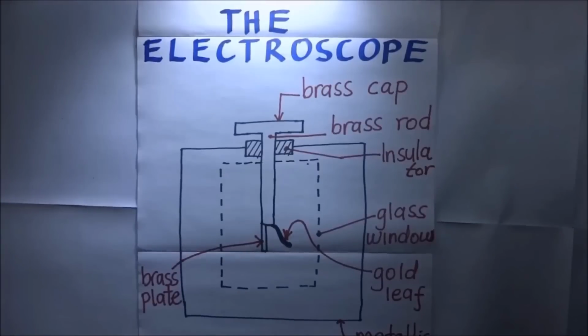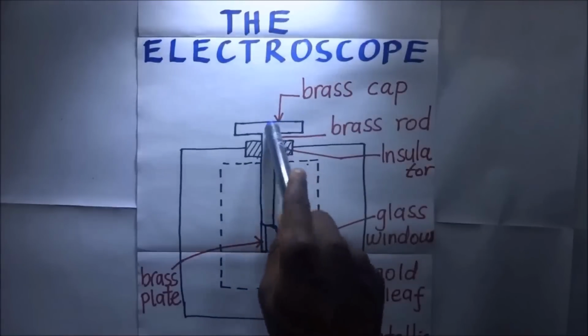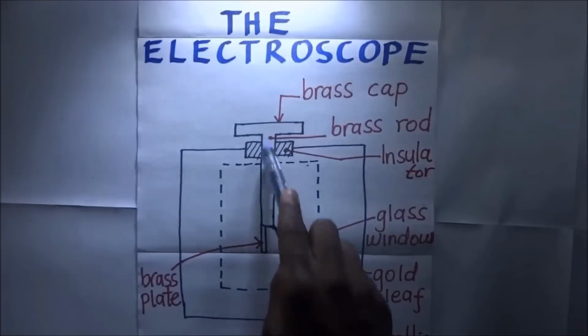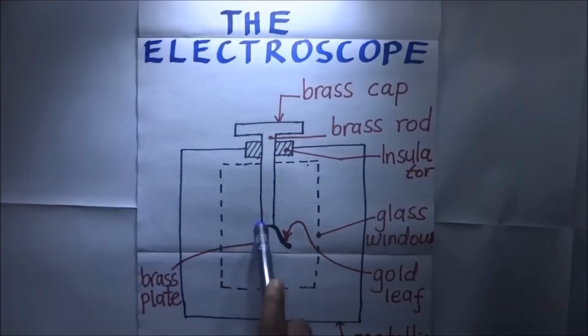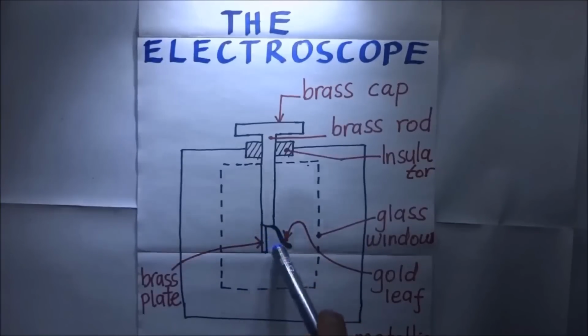As you can see in this diagram, we have the electroscope, sometimes referred to as the gold leaf electroscope. It has got a brass cap. This brass cap is connected to a brass rod, which is connected to a brass plate, and this brass plate has got the gold leaf. This leaf keeps flapping. It keeps diverging upwards or converging towards the brass plate downwards, depending on what charge is imposed on top.